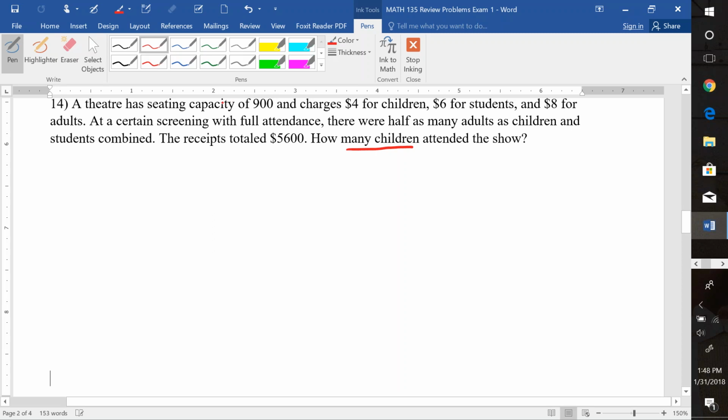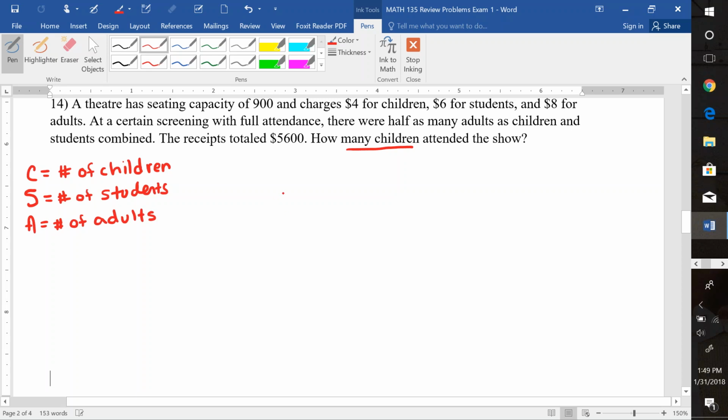So we're going to label our 3 groups, because this is a 3-variable one since we have 3 different groups. I'm going to let C be the number of children, which is what we're eventually going to hopefully solve for. So we're going to be very specific on which variables we cancel out so we don't have to do a lot of back substituting. And then S is going to be number of students. And A is going to be number of adults.